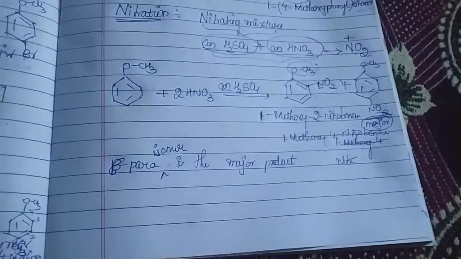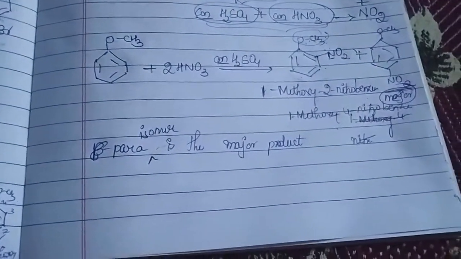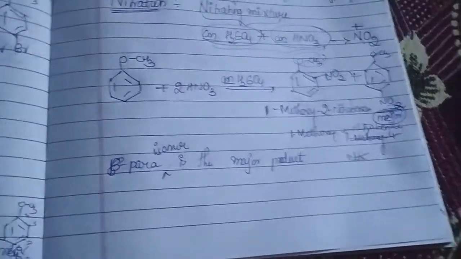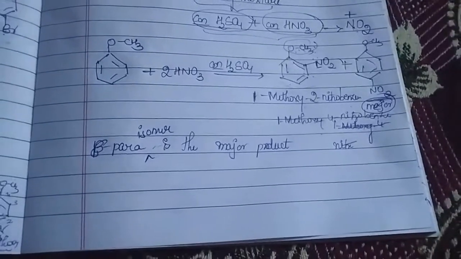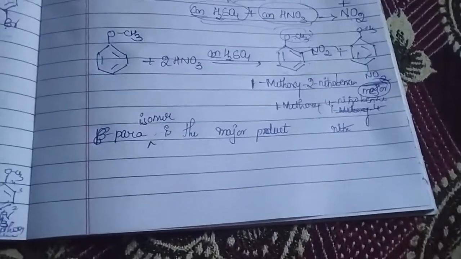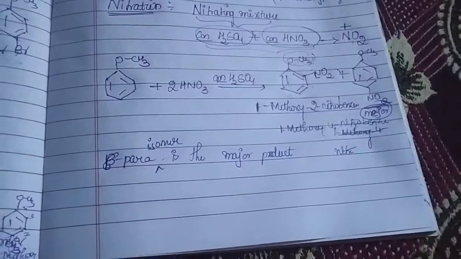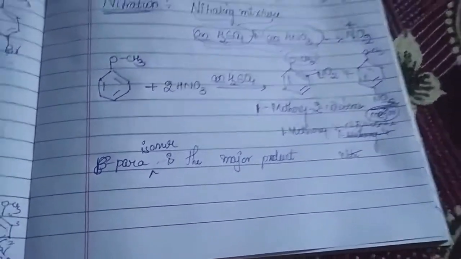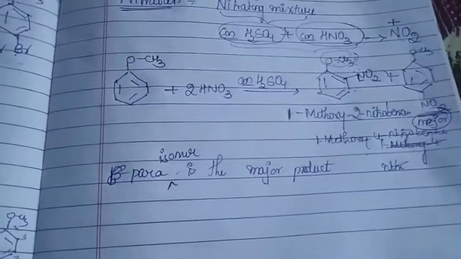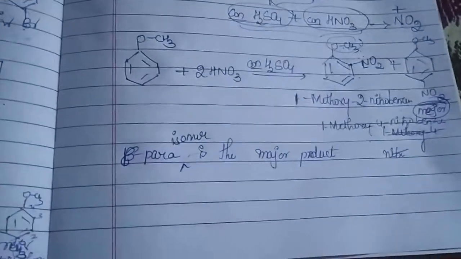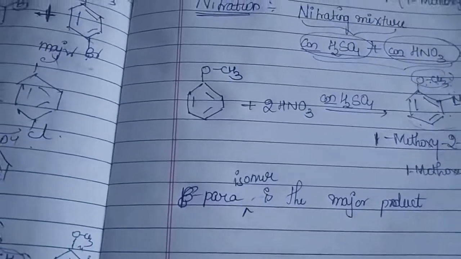In all the cases, our para product will be the major. Okay guys, so this completes our alcohols, phenols and ethers lesson, and do remember, very much important lesson, and you had to remember how to write the IUPAC names of these alcohols, phenols and ethers.